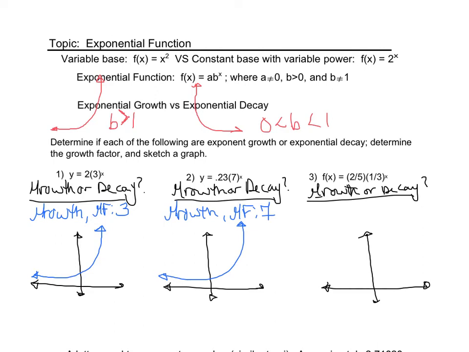Finally, the third one here, I look at my base. Because my base is between 0 and 1 when it's 1/3, I'm going to go ahead and say that this is an exponential decay function, and my decay factor is 1/3. And so I will start large, and I'm going to decrease down towards 0, again having that horizontal asymptote.